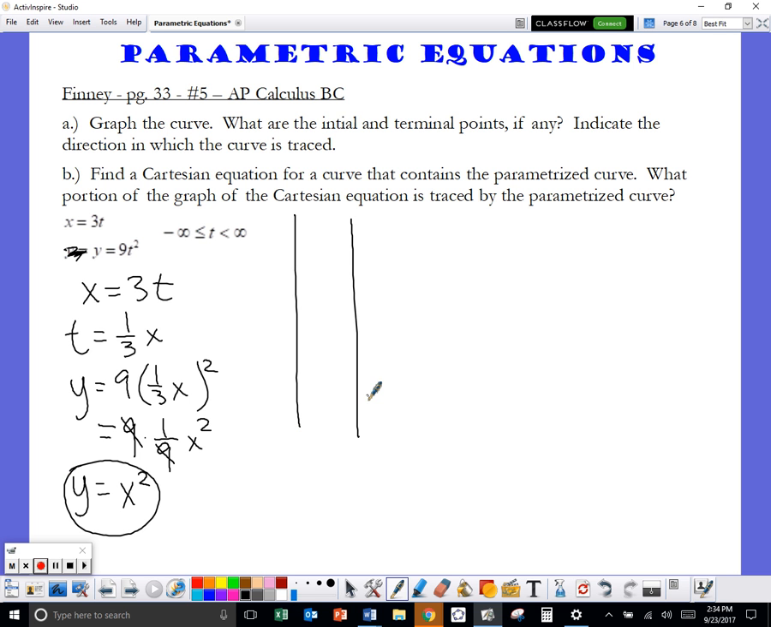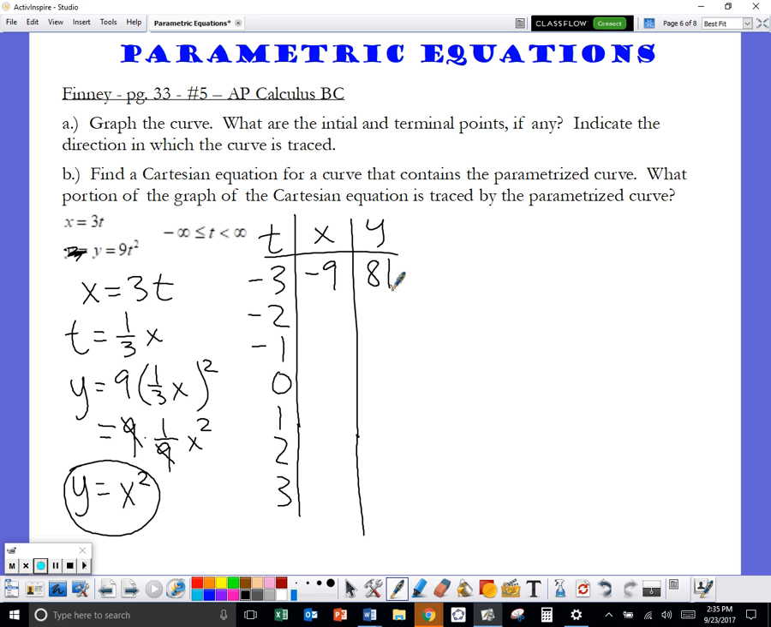We're quickly making a simple chart. I'm just going to start t at -3. This won't be all the points, but we could get more. -3, -2, -1, 0, 1, 2, and 3. And then we have x and y. When we plug in -3 for t, for x, we're going to get -9. When we plug -3 in for t, for y, -3 squared is 9. 9 times 9 is 81. And that makes sense because -9 squared is 81.